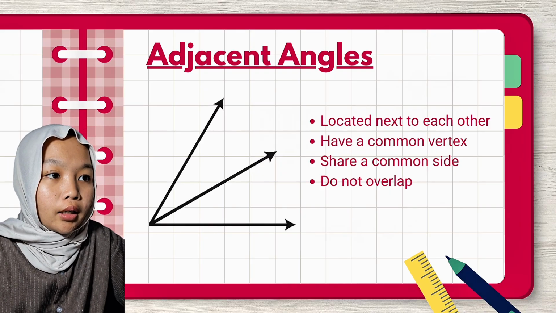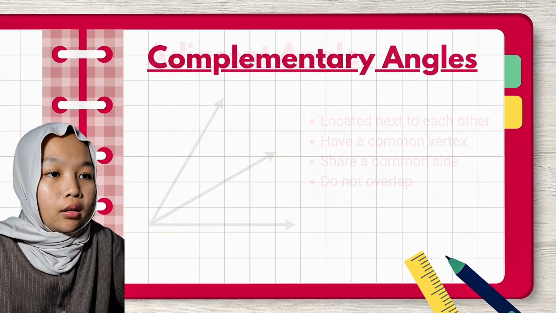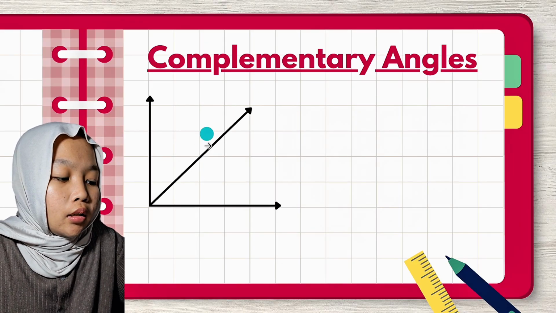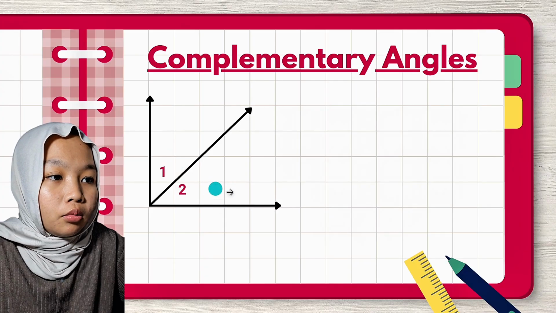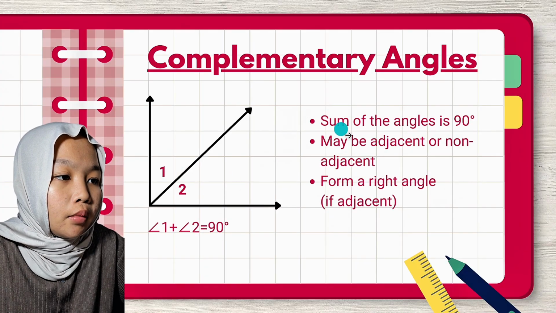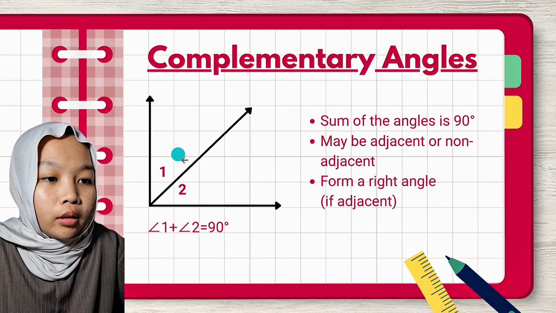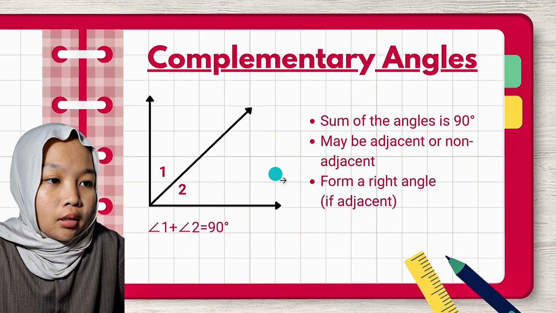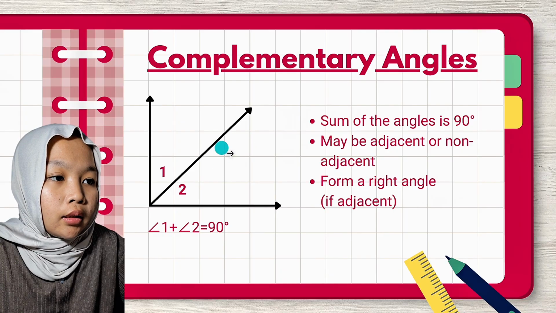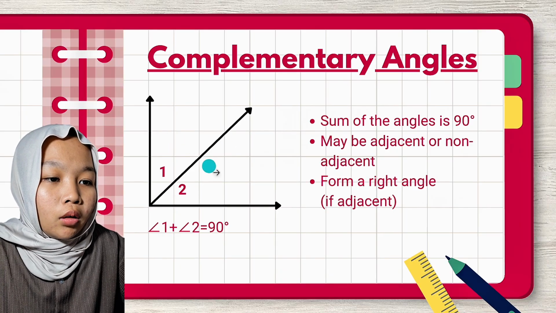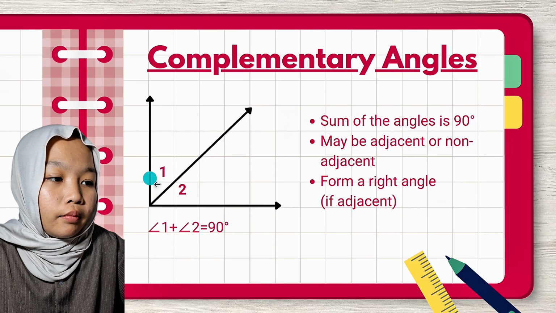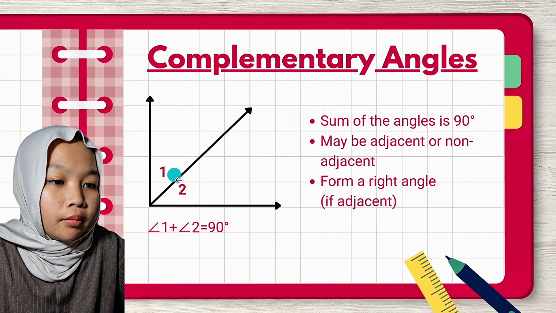Okay, next we're going to talk about complementary angles. So what are complementary angles? In this illustration, here there is angle 1 and this is angle 2, and complementary angles are angles whose sum is 90 degrees. So angle 1 plus angle 2 is 90 degrees. And the two may be adjacent or non-adjacent. In here the angles are adjacent because angle 1 and angle 2 are next to each other, and because they are adjacent, they form a right angle in here.